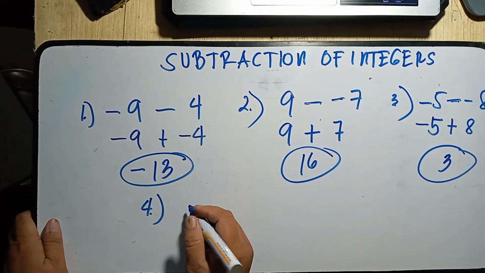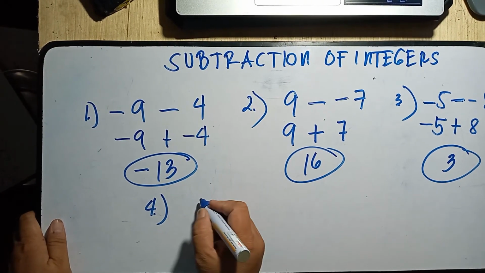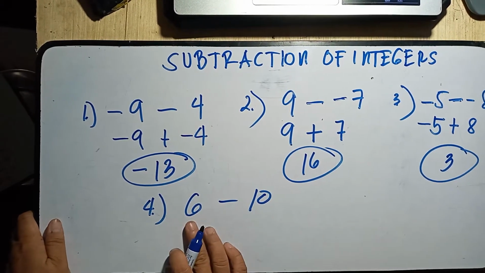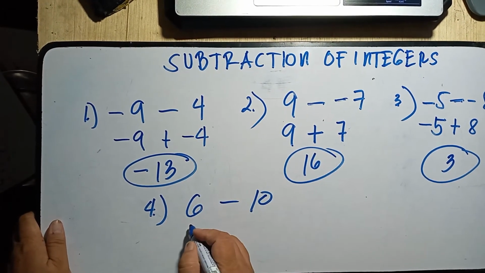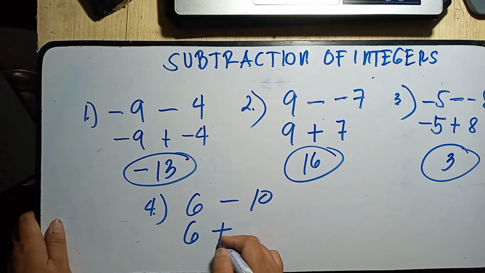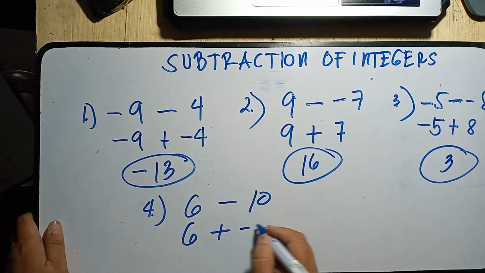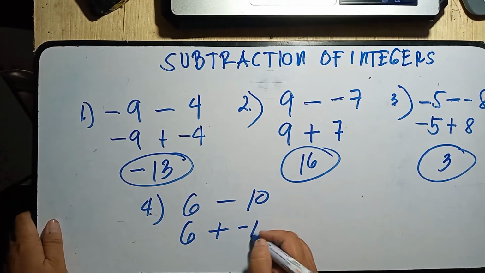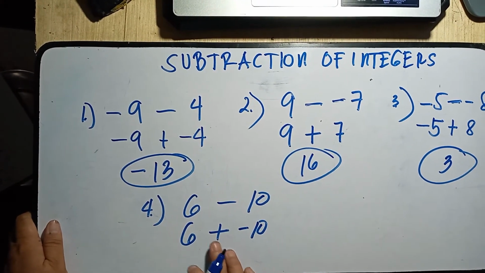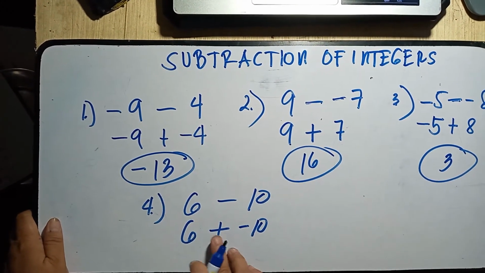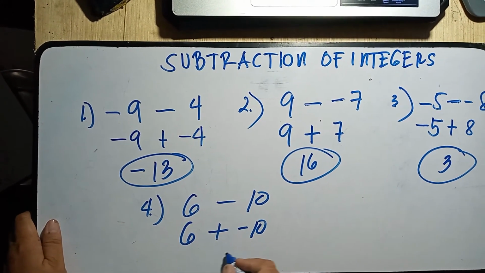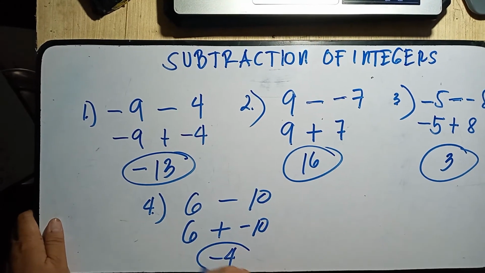Example number 5, 6 minus 10. Keep the sign of the minuend. Minus to a plus sign. Positive 10 to negative 10. Then, proceed to the rule in addition. So, we have 6 plus negative 10. That is negative 4.